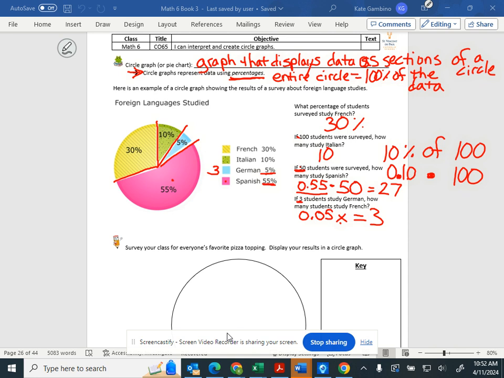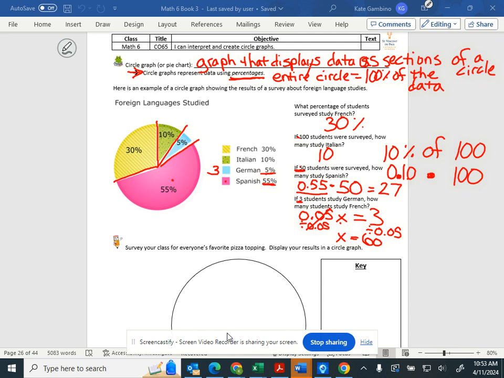Because we have to do opposite operations. So we're going to divide by 0.05 and divide by 0.05. So that cancels out. So our total number of students is 60. Now, if we know our total number of students, can we figure out how many studied French? What do I have to do?